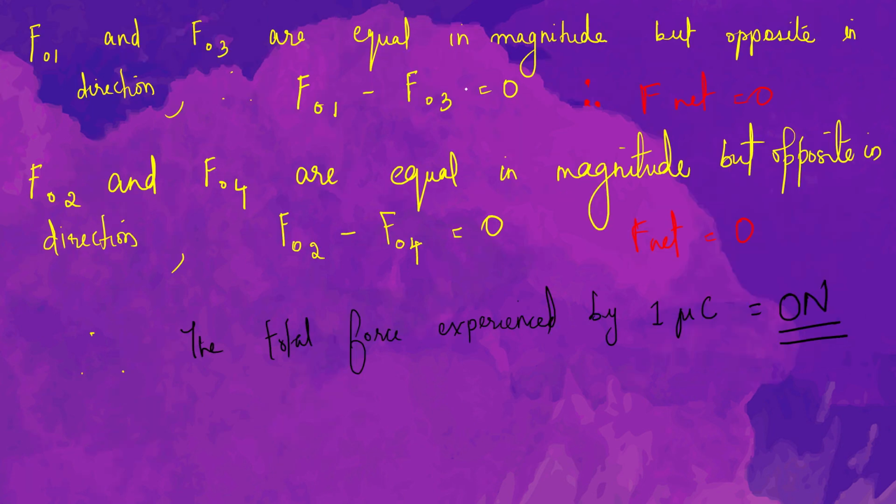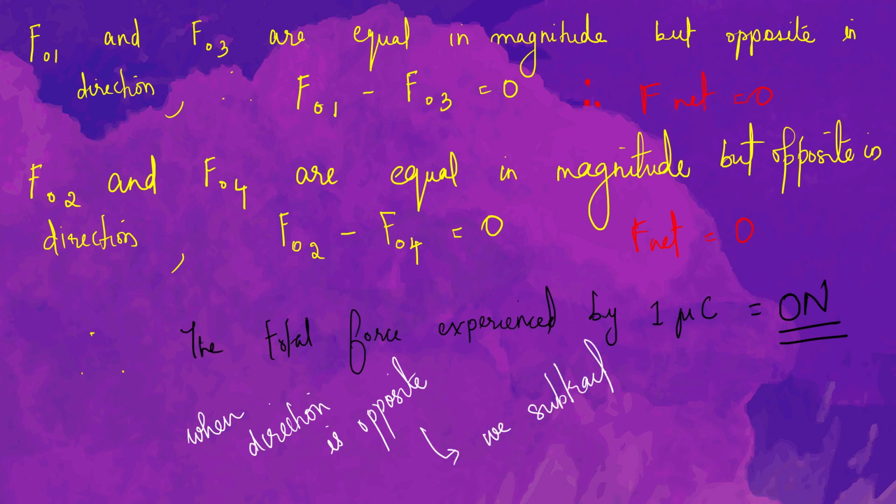Then F01 and F03 are equal in magnitude but opposite. We know that when the direction is opposite, what do we do when the direction is opposite? We will subtract, right? So that is why here I have subtracted. In both cases it is coming to be 0, so total F net is 0. Therefore the total force experienced by 1 microcoulomb is 0 Newton.